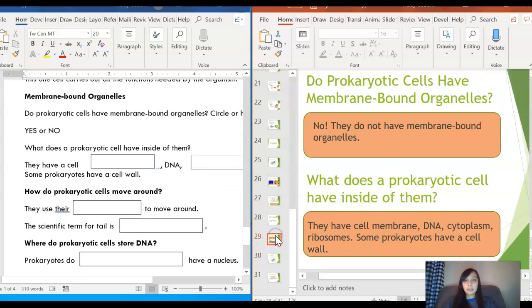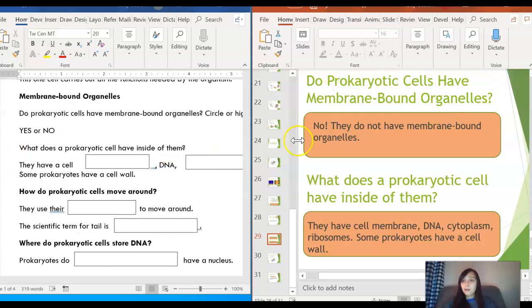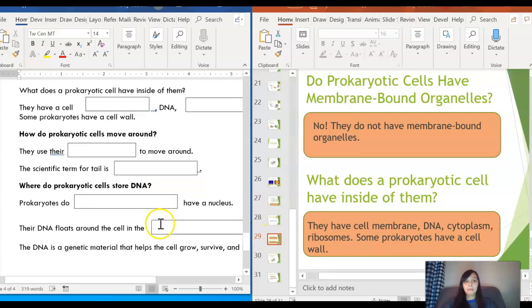Okay, so let's check this next slide out. Do prokaryotic cells have membrane-bound organelles? Okay, no, they do not. So I'd put no. What does a prokaryotic cell have inside of them? Well, they have a cell membrane, DNA, cytoplasm, and ribosomes. Some prokaryotes have a cell wall, but not all of them.